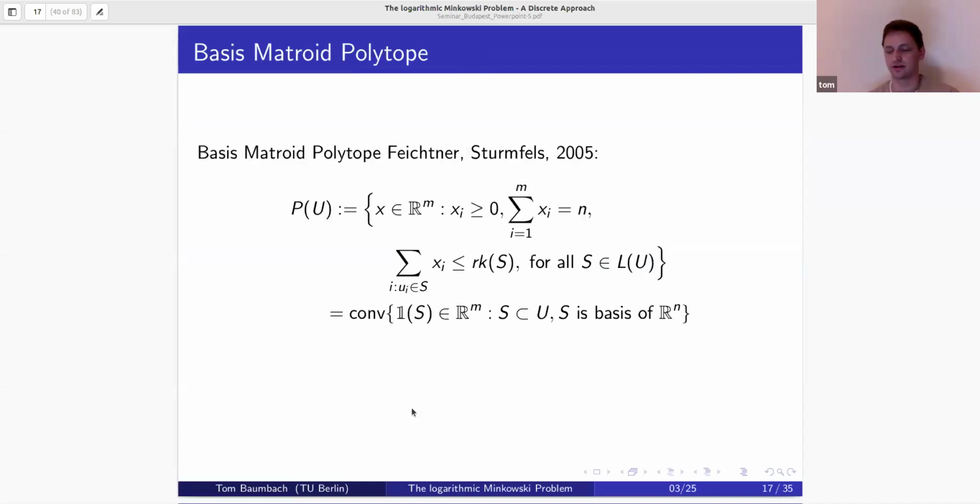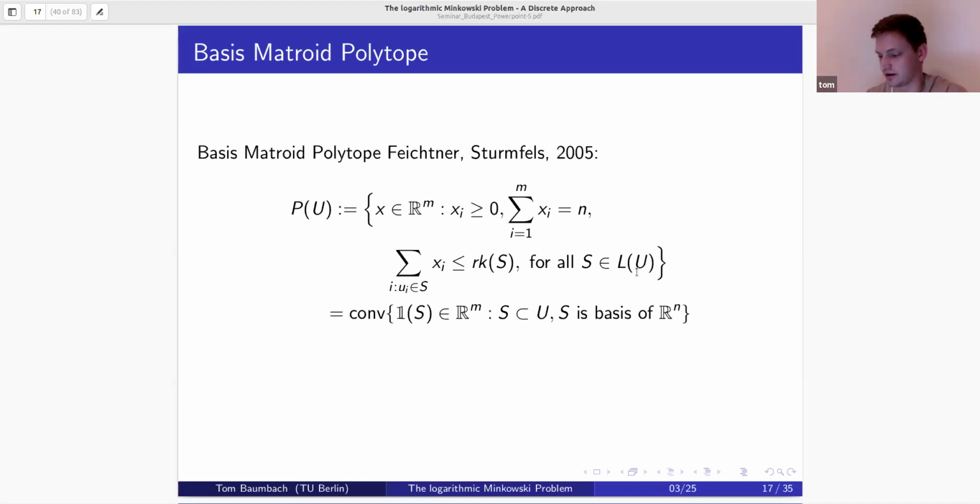Okay, now a quick glimpse of matroid theory. Feichtner and Sturmfels defined the basis matroid polytope in 2005, and it's defined as follows. P(U) is defined as all vectors x in R^m such that they are non-negative. Now the sum is not equal to 1, but it's equal to n. And they make no distinction between the two cases, equality and strict inequality. They just write down that the sum of x_i is always less than or equal to the rank of S for all S contained in the set L(U).